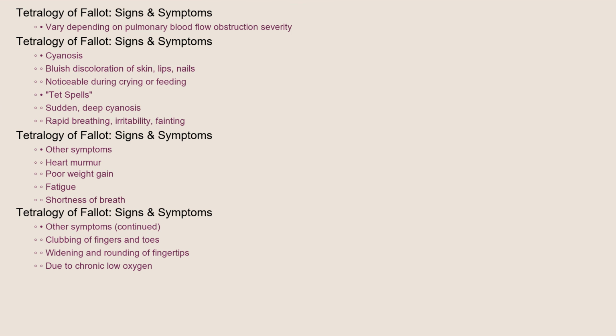The most prominent sign is cyanosis, a bluish discoloration of the skin, lips, and nails, particularly noticeable during crying or feeding spells. These tet spells are sudden episodes of deep cyanosis, often accompanied by rapid breathing, irritability, and sometimes even fainting. Other symptoms may include a heart murmur, poor weight gain, fatigue, shortness of breath, and clubbing of the fingers and toes, a widening and rounding of the fingertips due to chronic low oxygen levels.